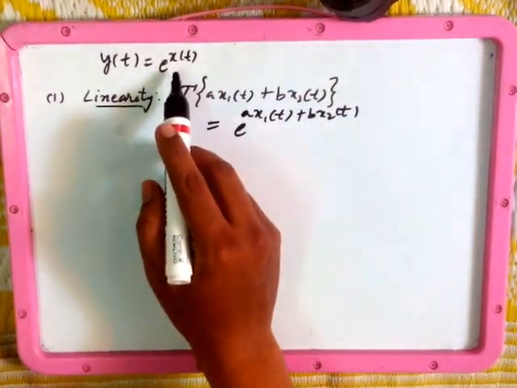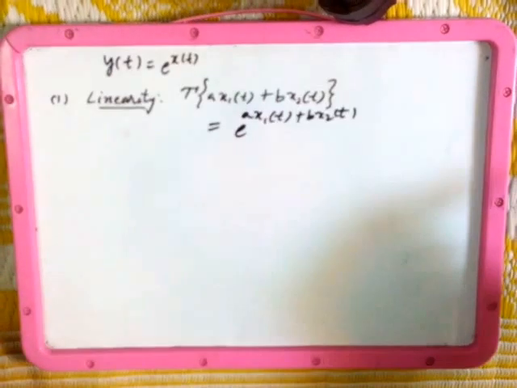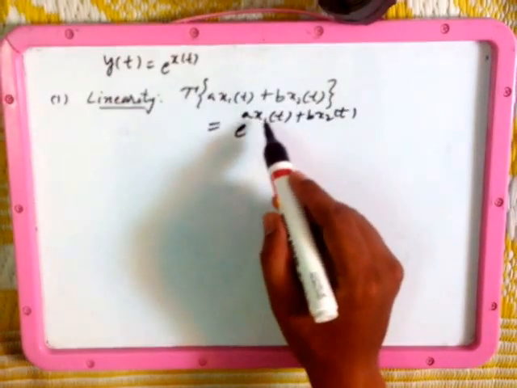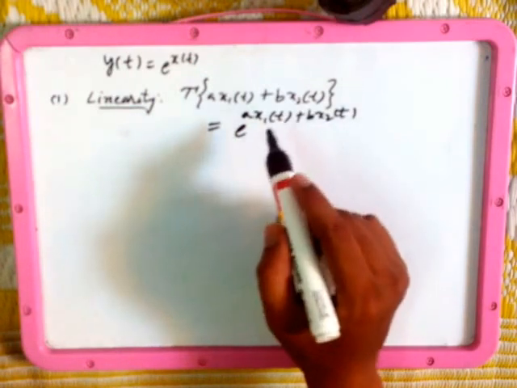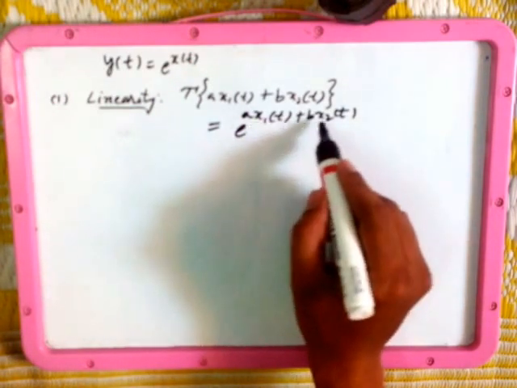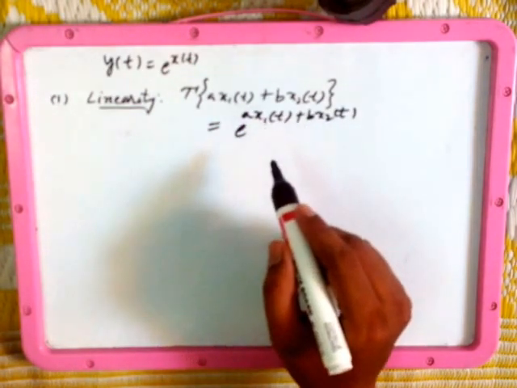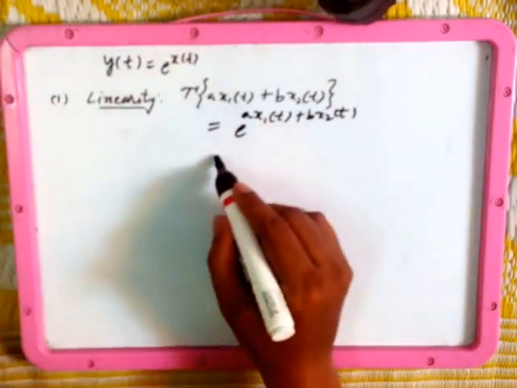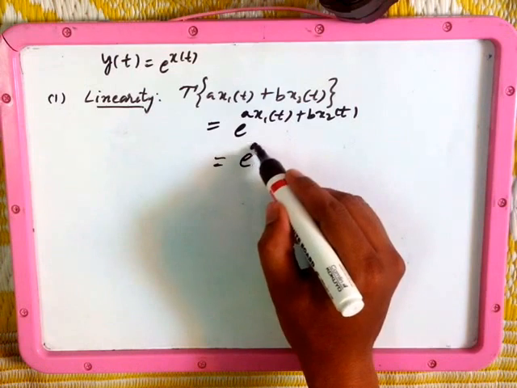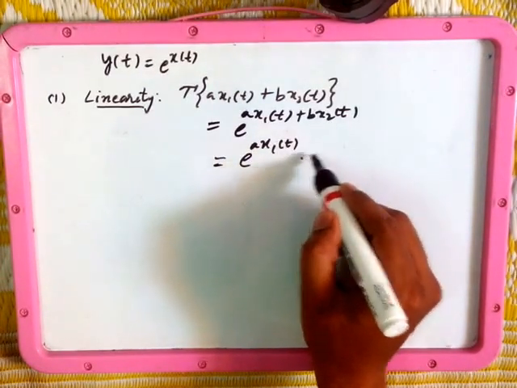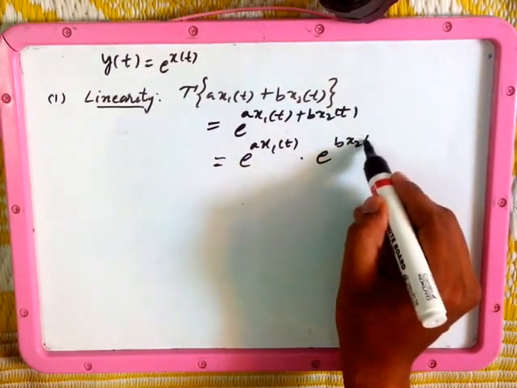Since we have e to the power of x of t, x of t will be divided into a into x1 of t, b into x2 of t. This is the linearity property. So from this we can see that if the variable is in the power, it will be a product: e raised to a x1 of t into e raised to b x2 of t.